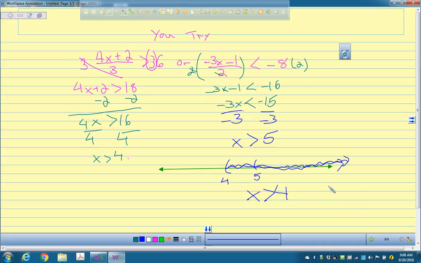In interval notation, you would just put 4, comma, up to infinity. In set builder notation, you would do x bar, x is greater than 4, bracket here, bracket here. So set builder, interval, graphic notation. All right?